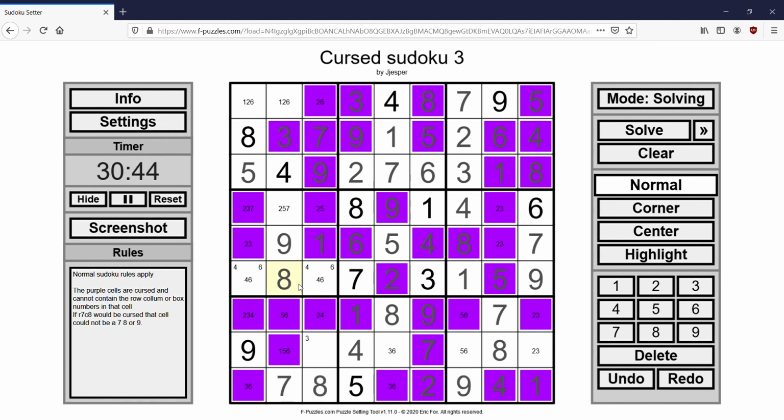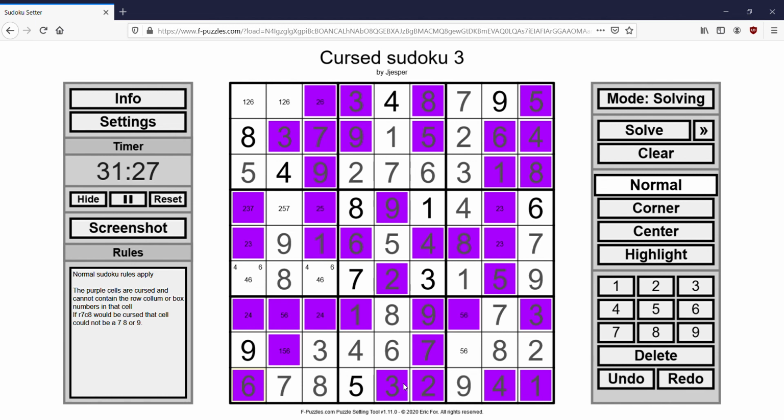Let's see, what do we have now? 4, 5, 6. Okay, here we go. Column 3 needs a 3. The only available place for that is here. Everything else is spoken for. That forces the 6 here, and the 3 here, and the 2 here, and the 3 here, which any number of things can eliminate 3 here. We'll take that out.